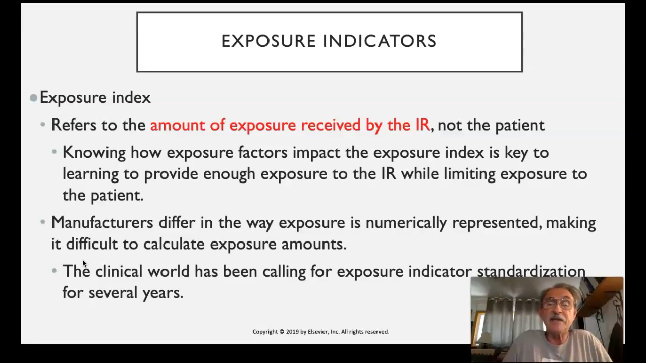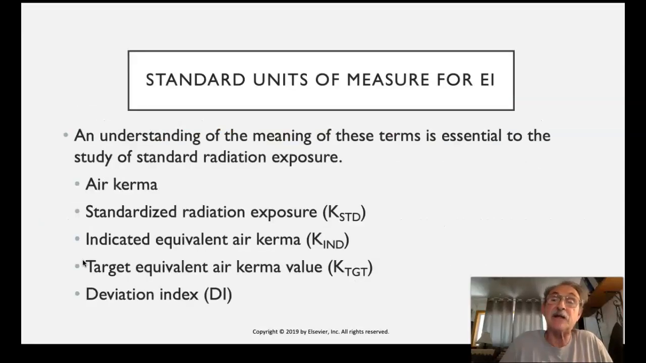And so for many years, we in the clinical world have been calling for some kind of standardization for this, and we have finally come up with deviation index numbers, which I'm pretty sure we talked about in a lab, and so I'm going to try and define them as well. An understanding of exposure index means that you need to have a fundamental understanding of these terms: air kerma, standardized radiation exposure, K standard, indicated equivalent air kerma, K indicated, target, K target, and then deviation index.